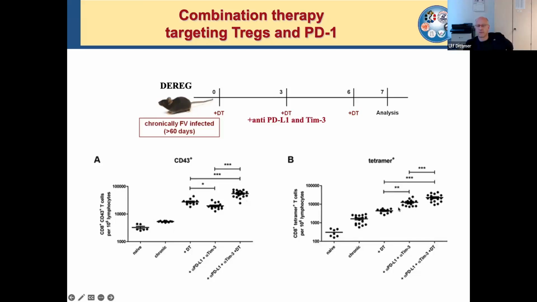And these are the numbers of virus-specific CD8 cells. And again, this is increased by Treg depletion. I showed you that before. And this is also increased if you block the inhibitory receptors. However, there's an additional effect if you combine these two therapies.